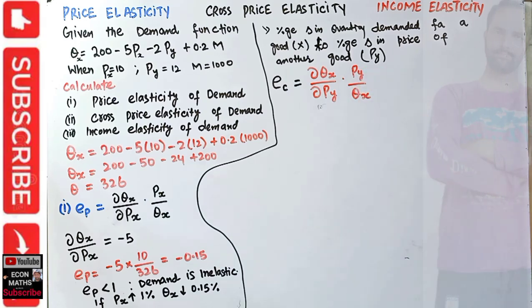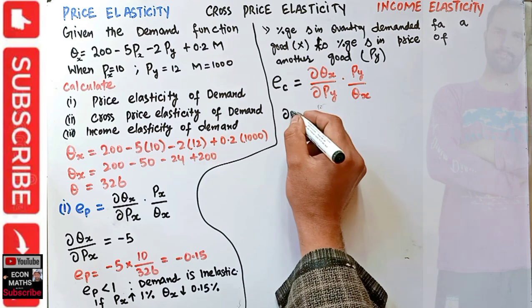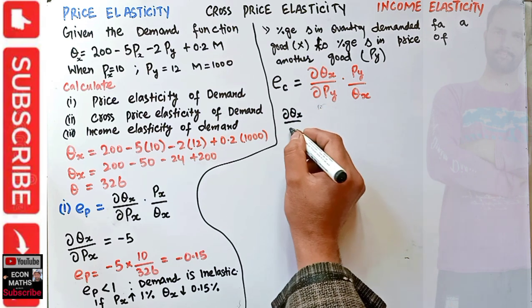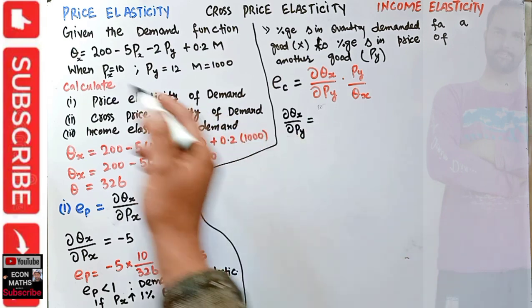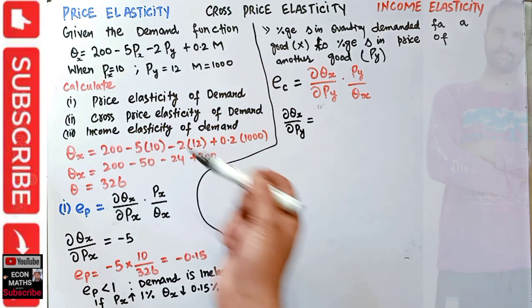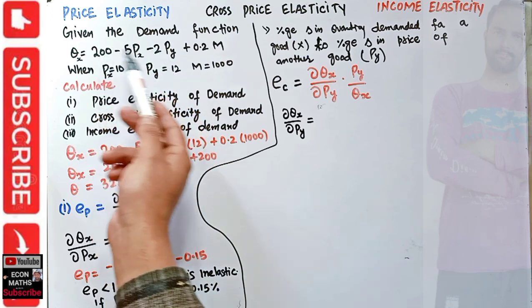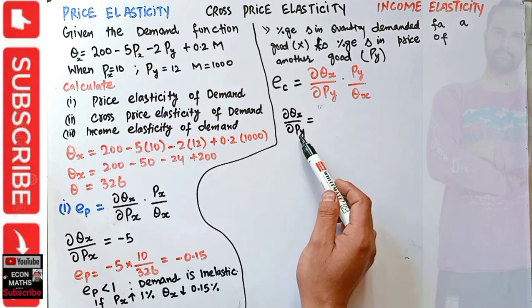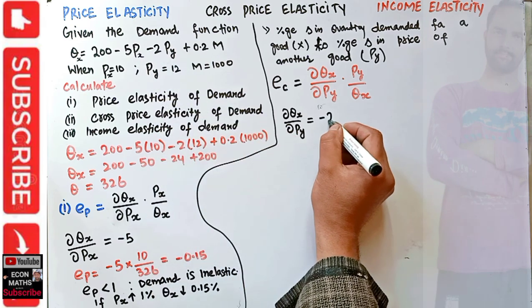In this case, we need to find this partial derivative dqx upon dpy, which means we need to take the partial derivative of this demand function with respect to py this time. We have only one term where we have py; the derivative of all other terms will be 0 because we are taking the partial derivative with respect to good Y. The derivative of py will be 1, so we will be left with minus 2.